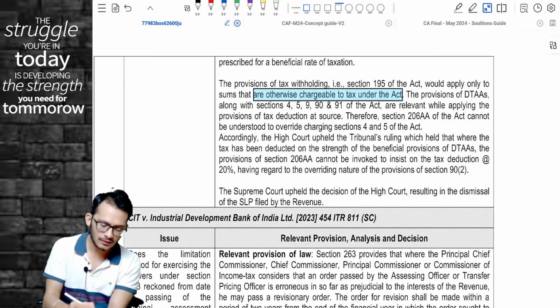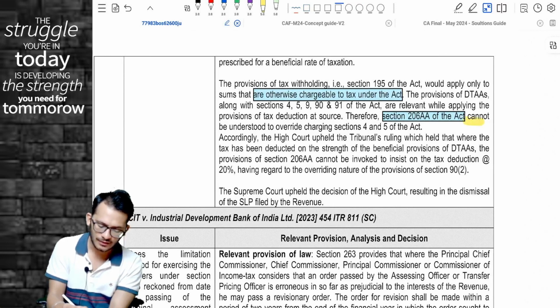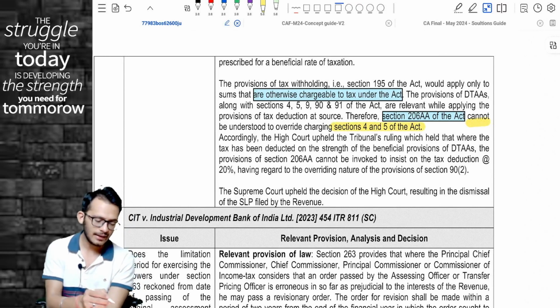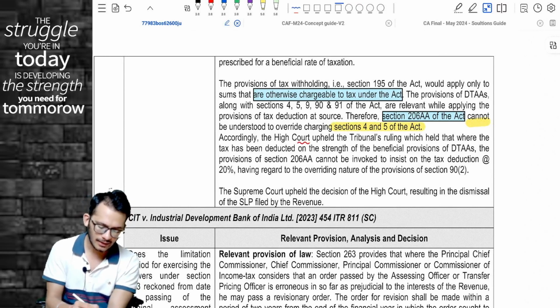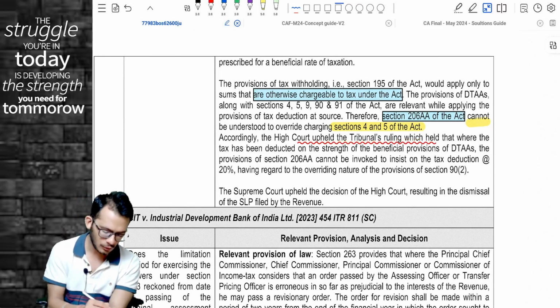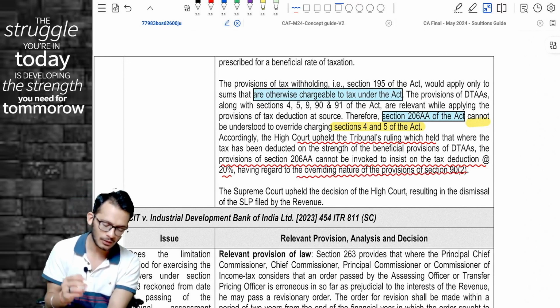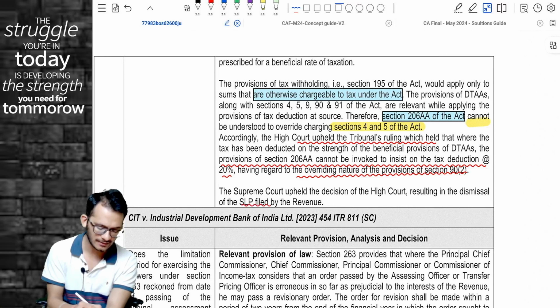Therefore, section 206AA cannot override the charging sections, section 4 and section 5 of the Act. Accordingly, the High Court upheld the tribunal's ruling that where the tax has been deducted as per the beneficial provisions of DTAA, the provisions of 206AA cannot be invoked to insist on tax deduction at the rate of 20%, having regard to the overriding provisions of 90(2). The Supreme Court upheld the decision of the High Court, resulting in the dismissal of the SLP filed by the revenue.